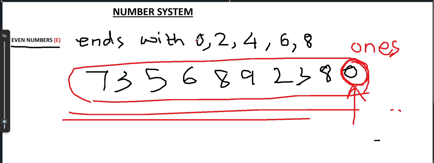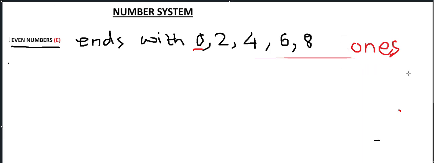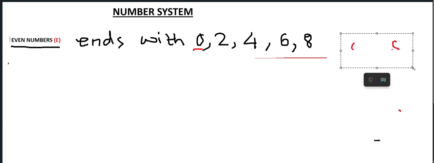Well, we have 0 in the ones place and 0 is exactly divisible by 2, right? So this whole set of numbers is divisible by 2 and that is an even number, okay? Even numbers exist in groups. They pair up with the other number. So let me give you an example of that as well.